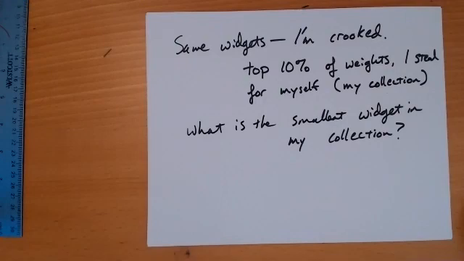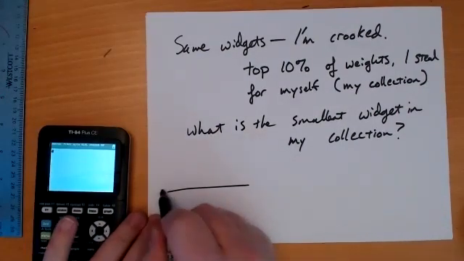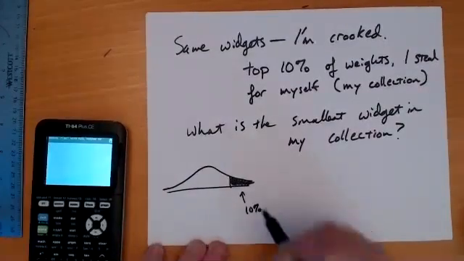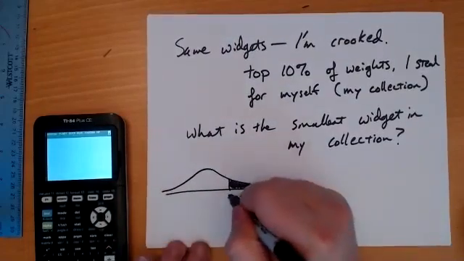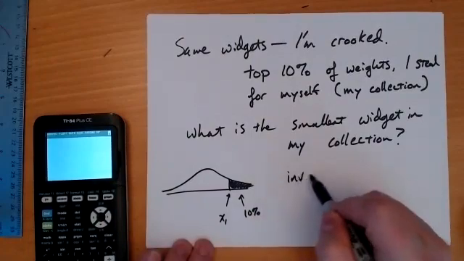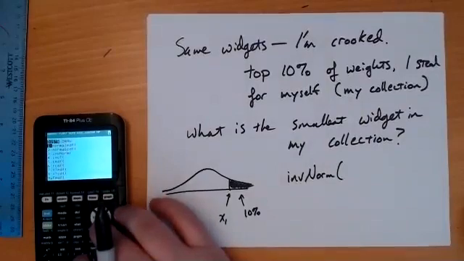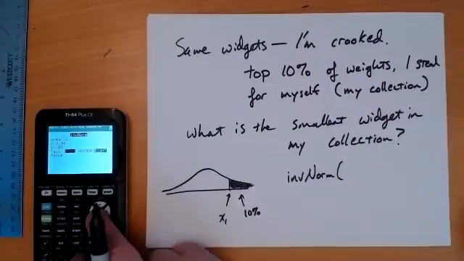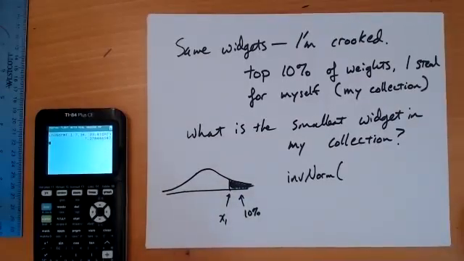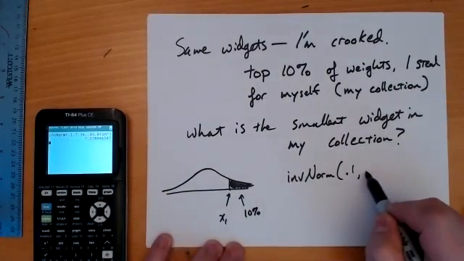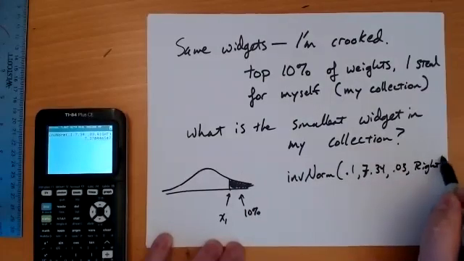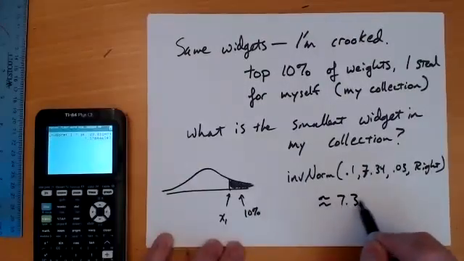So I'm getting all sorts of permutations of bad rounding. Okay, so let's deal with this. What I'm looking for is this area to be 10%. So I am looking for the x sub i value that gives me that. So that's an inverse norm. So second distribution, inverse norm. I want my area to be 10%, so 0.1. And I want a right-handed curve. And so 0.1, sorry, 7.34, 0.03, right. And that gives me 7.38 kilograms.